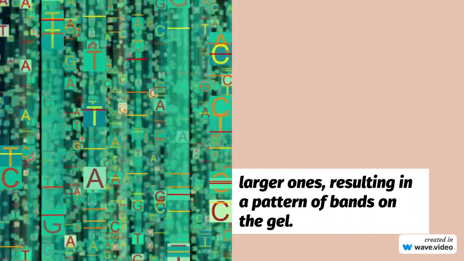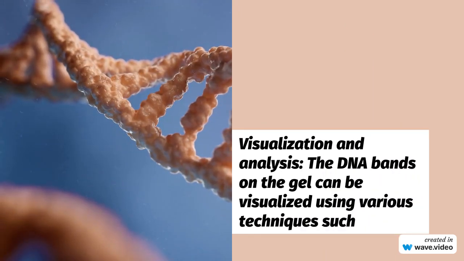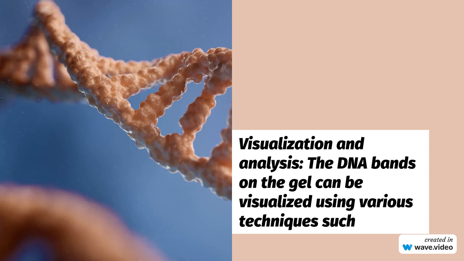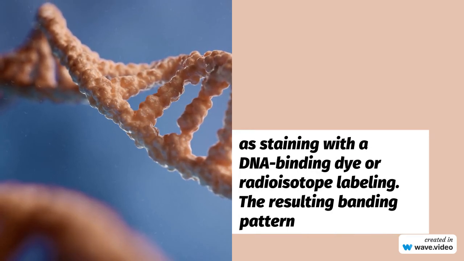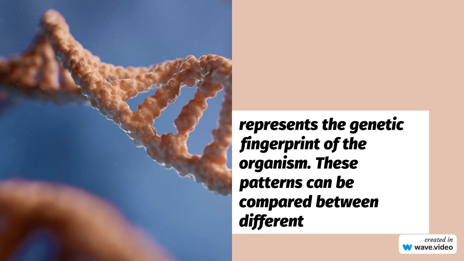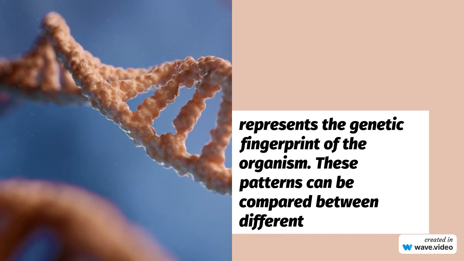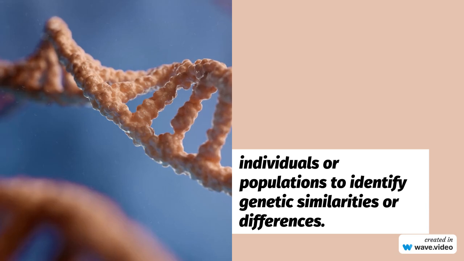Visualization and analysis. The DNA bands on the gel can be visualized using various techniques such as staining with a DNA binding dye or radioisotope labeling. The resulting banding pattern represents the genetic fingerprint of the organism. These patterns can be compared between different individuals or populations to identify genetic similarities or differences.